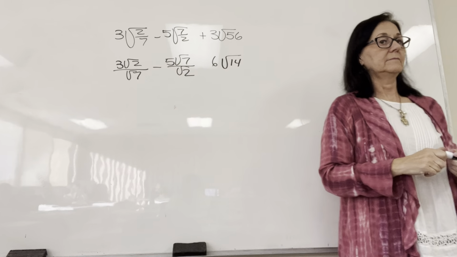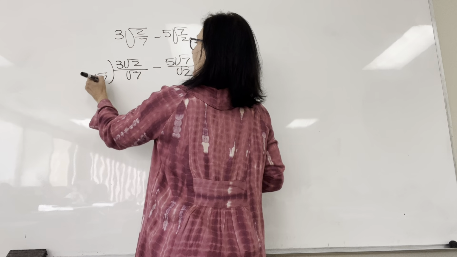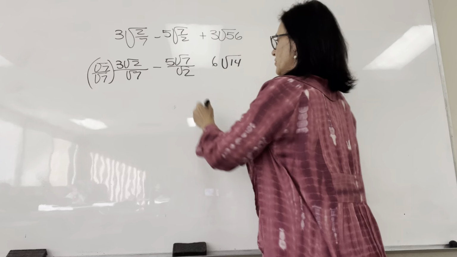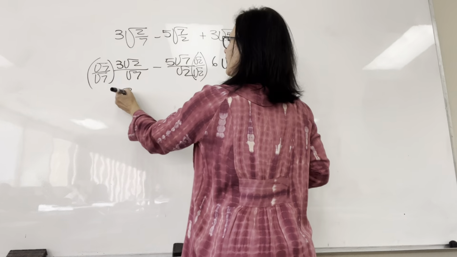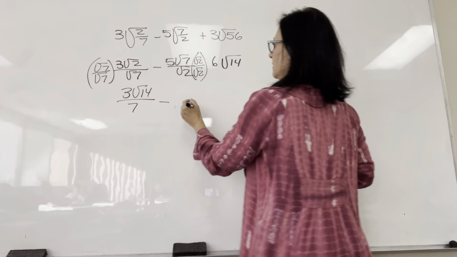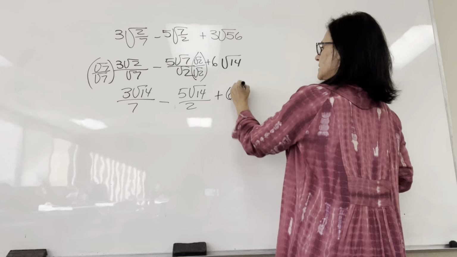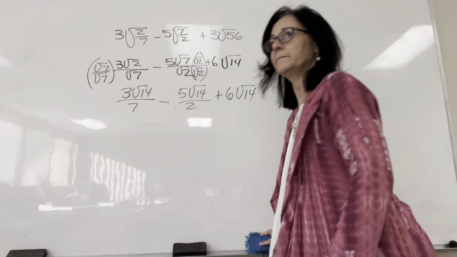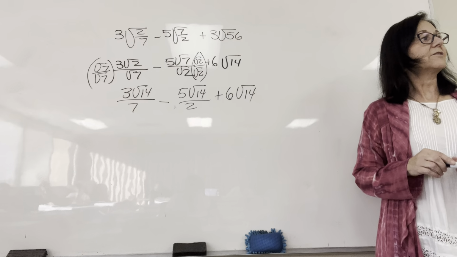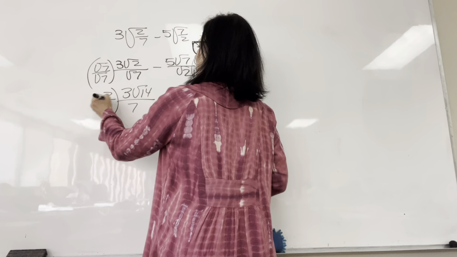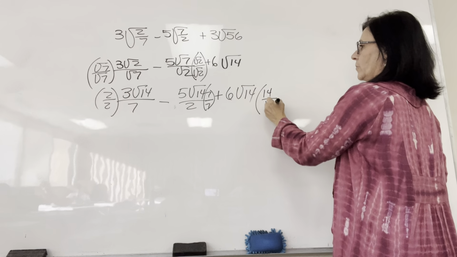All right, what's my next step? Yes, Jaden? You multiply to another denominator. Correct. I'm going to rationalize the denominator by multiplying square root of 7 over square root of 7, and this term square root of 2 over square root of 2. So I'm left with 3 square root of 14 over 7 minus 5 square root of 14 over 2 plus 6 square root of 14. I have like radicals. Those are like terms, so I want a common denominator. What's my denominator going to be? Yes, Corinne? 14. So I'm going to multiply this term by 2 over 2, this term by 7 over 7, this term by 14 over 14.